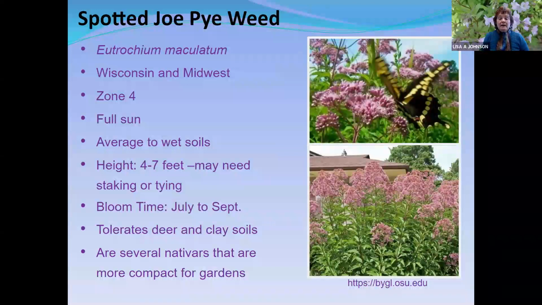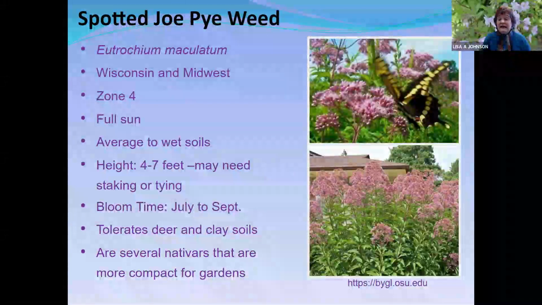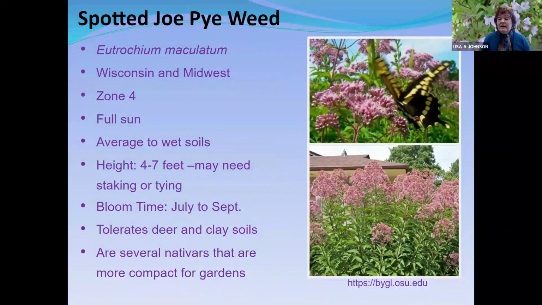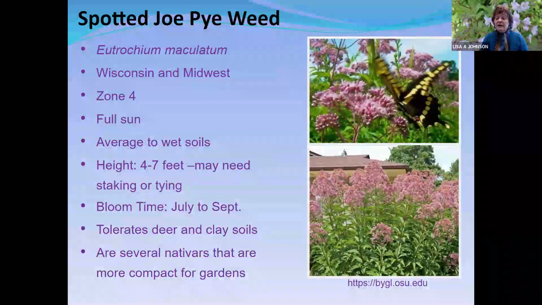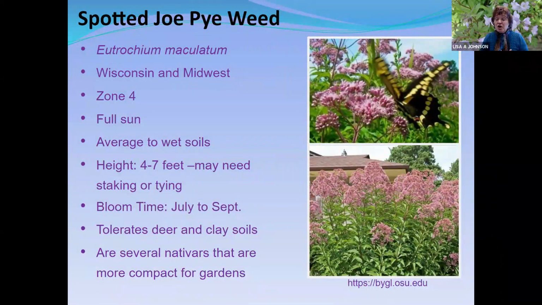Okay, spotted Joe pye weed. This is one where I actually do recommend for most gardens to go with a nativar. The nativars are much more compact. A lot of gardens can't handle a 7-foot tall plant, and they sometimes need to be either tied or staked or something, or at least planted densely around to hold them up. But the nativars, such as Phantom or Little Joe, look exactly the same. They're just shorter, and they still attract a lot of butterflies and other pollinators.